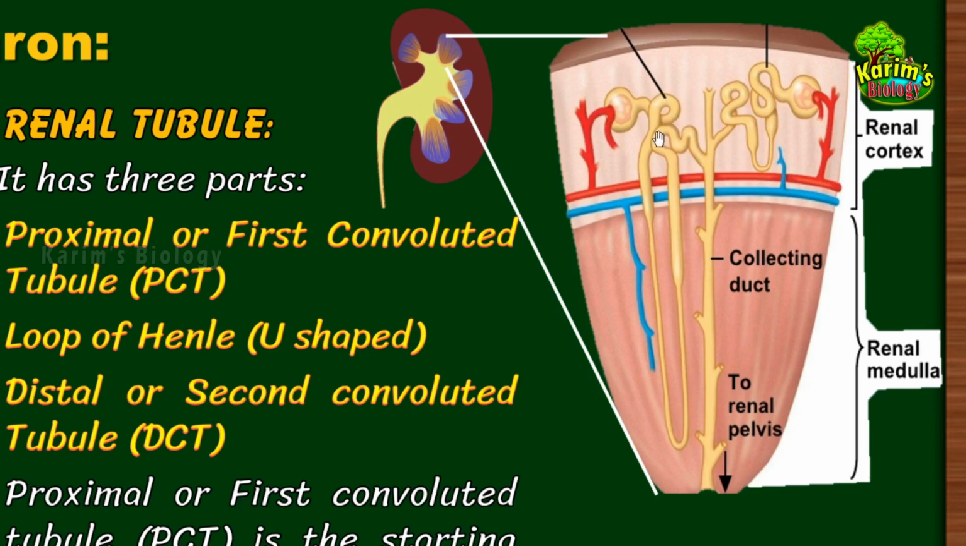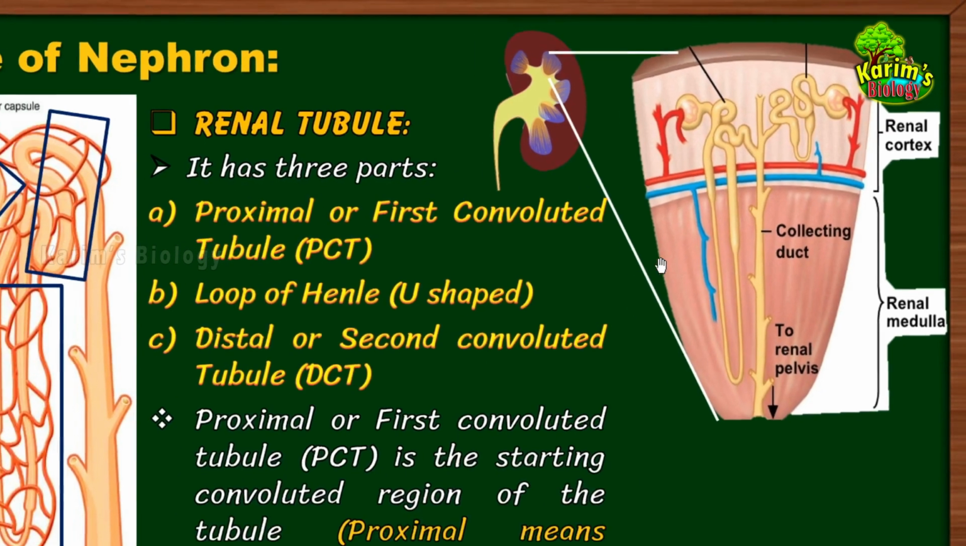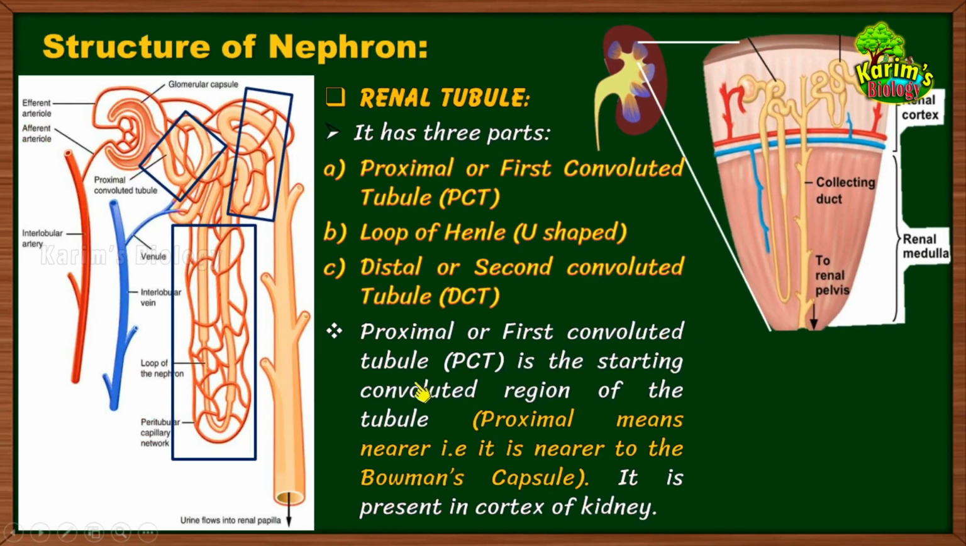And where is this PCT located? This proximal convoluted tubule, this is the PCT. It is located towards the renal cortex, right? That's what we are saying here. Okay, PCT or first convoluted tubule is the starting convoluted region of the tubule. It is present in the cortex of the kidney, right?